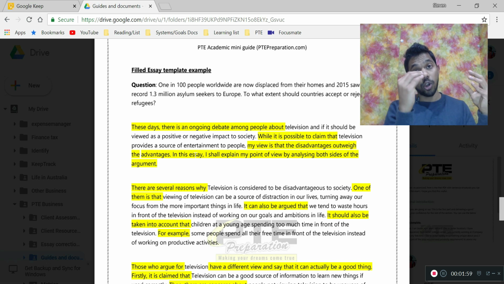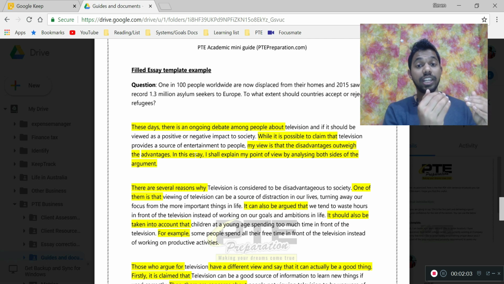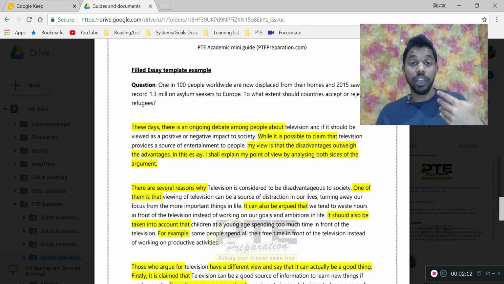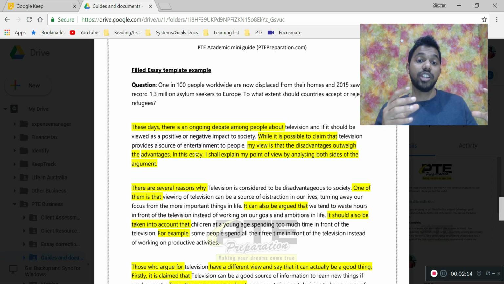So you introduce the topic sentence, you mention that it's about television and whether it has a positive or negative impact, and you also stated your view, and you also said that you're going to explain your view in the following paragraph. So you've given a really solid introduction in your first paragraph.